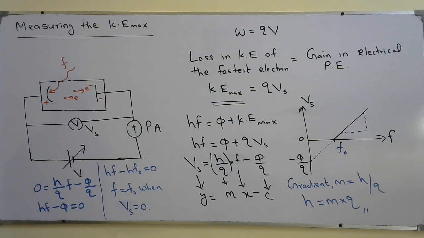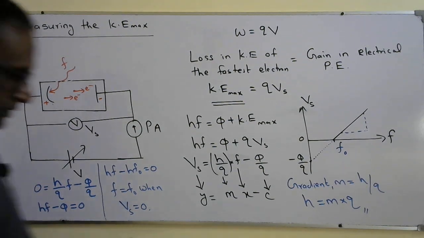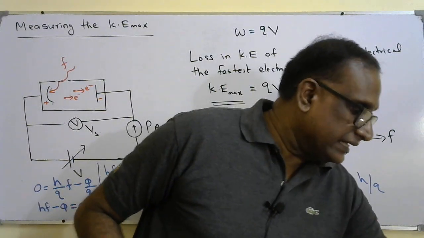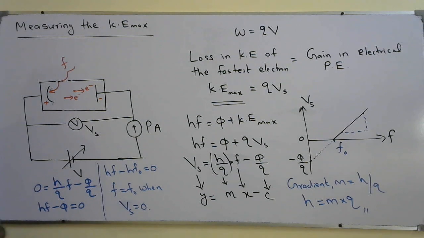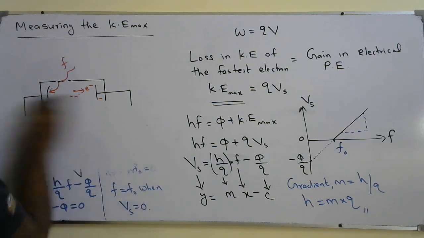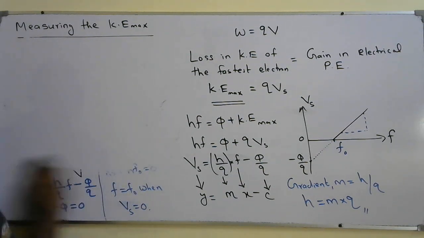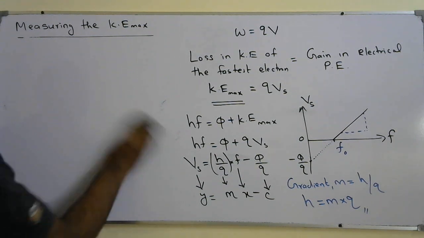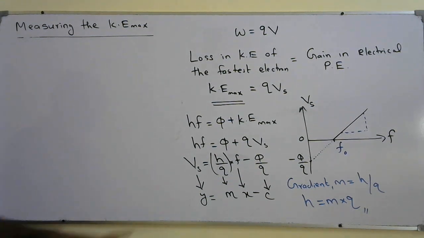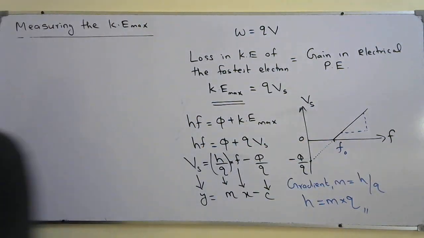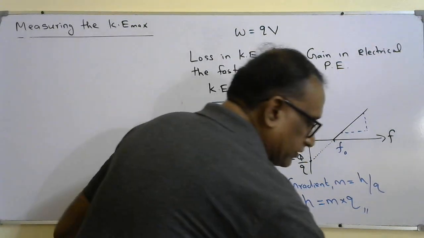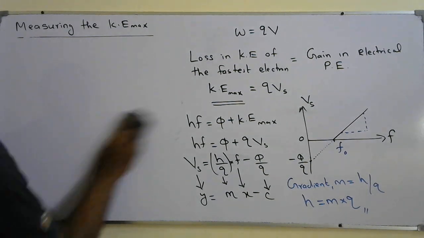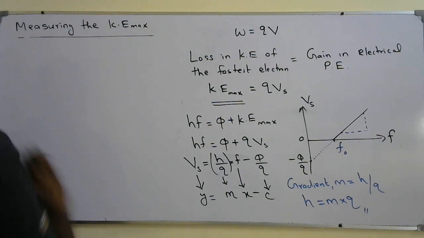Similarly, sometimes they give a graph slightly different. So here I plot a graph of stopping potential against frequency. I can erase it. I don't need this setup anymore. Sometimes the question papers give a graph of maximum kinetic energy against frequency.